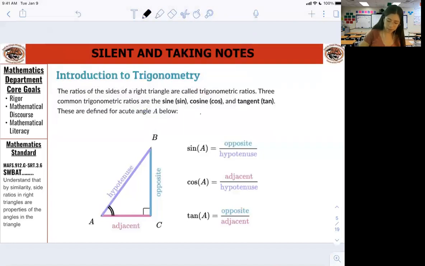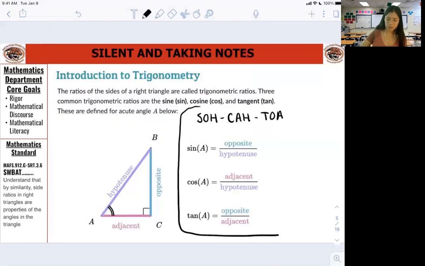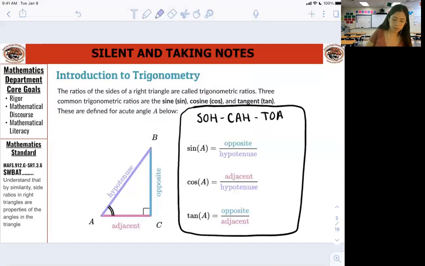So I'm going to write it down. SOHCAHTOA. Now I want you guys to copy that down as well, and actually, just go ahead and copy down all of this. These are our trigonometric ratios. SOHCAHTOA is a way to remember which ratio is which sides.